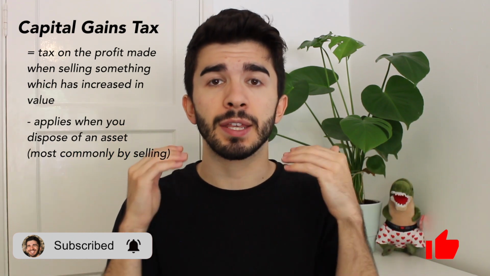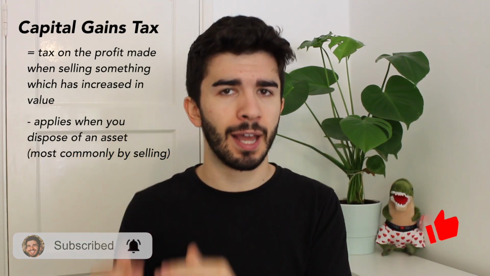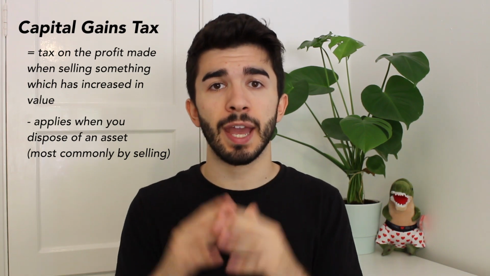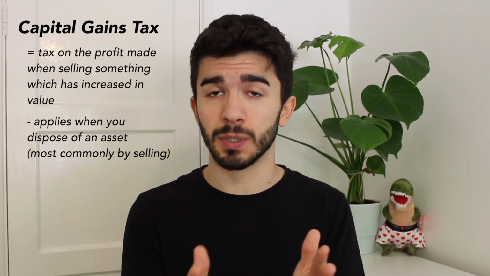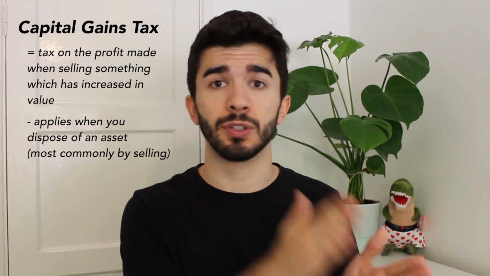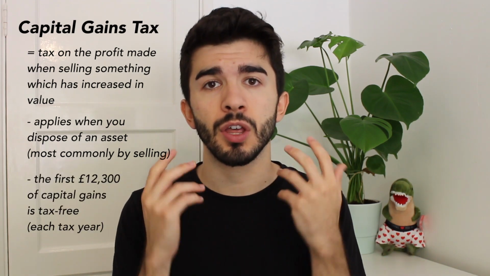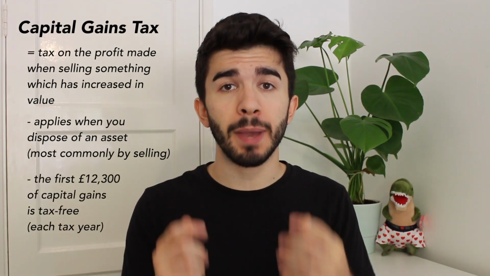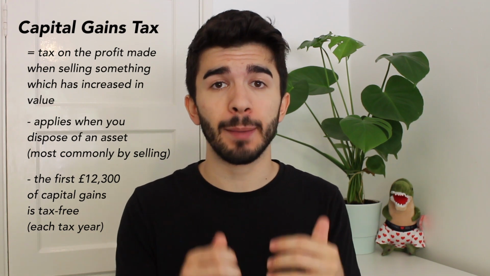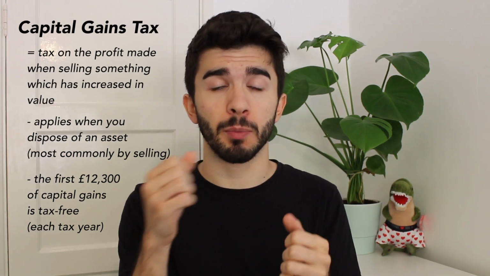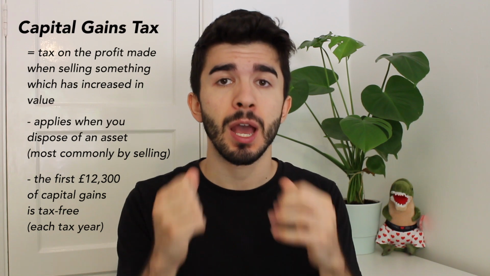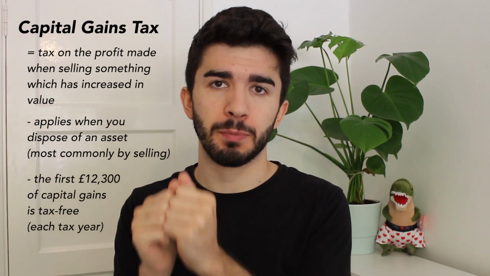So that said, the capital gains tax-free allowance, bit of a mouthful, in the UK for this tax year, which is 2020-2021, and it runs from the 6th of April to the 5th of April, is £12,300. So you pay capital gains tax on any capital gain that you're making, which is the profit you're making on anything you're selling, above £12,300.